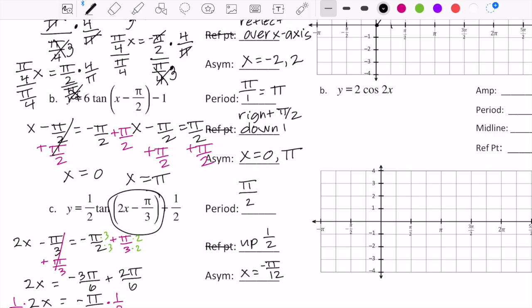And then for the other asymptote, same thing, except for we are going to set that equal to positive pi over 2. So I'm going to add pi over 3 to the other side. So I get 2x equals pi over 2 plus pi over 3. Get those common denominators again. This one needs a 3.